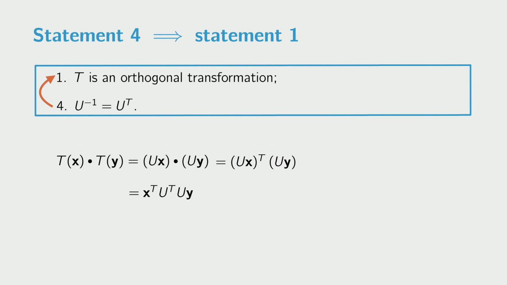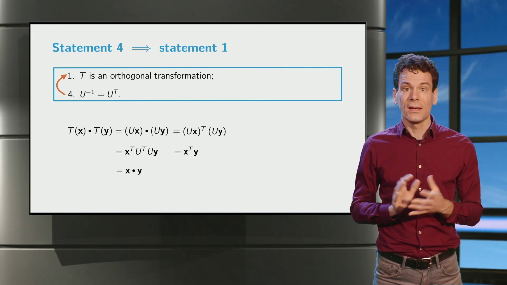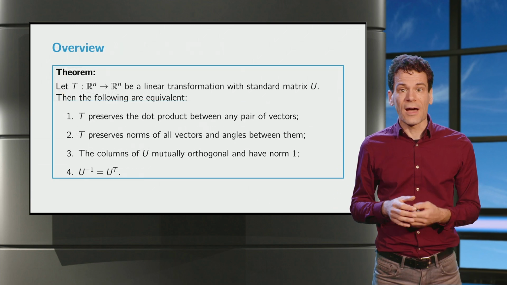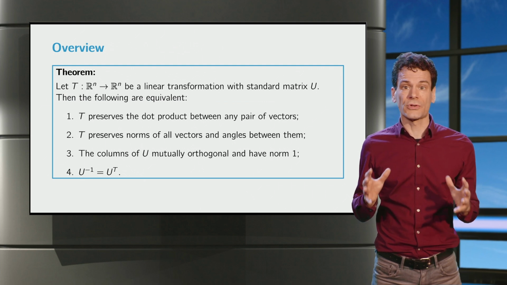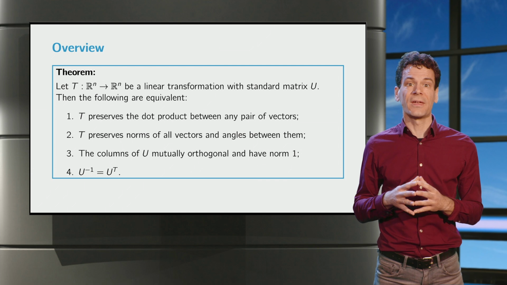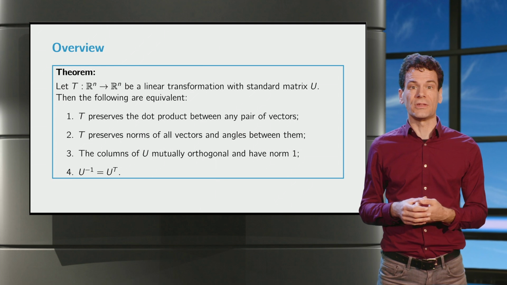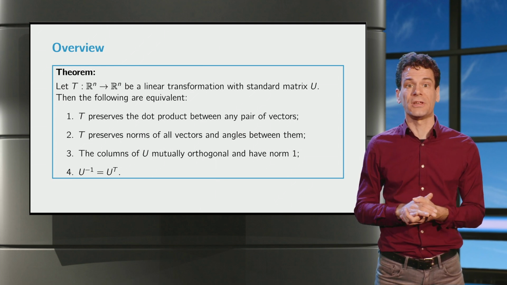Now we can use the assumption on U. Since U transpose is U inverse, U transpose and U cancel. Writing this again as dot product, we see that indeed Tx dot Ty equals x dot y, no matter what x and y are. This means that T is an orthogonal transformation. We have now proven the entire theorem. All 4 statements are equivalent, so each of them can be seen as characterization both of orthogonal transformations and orthogonal matrices. You can explore even more properties in the exercises.